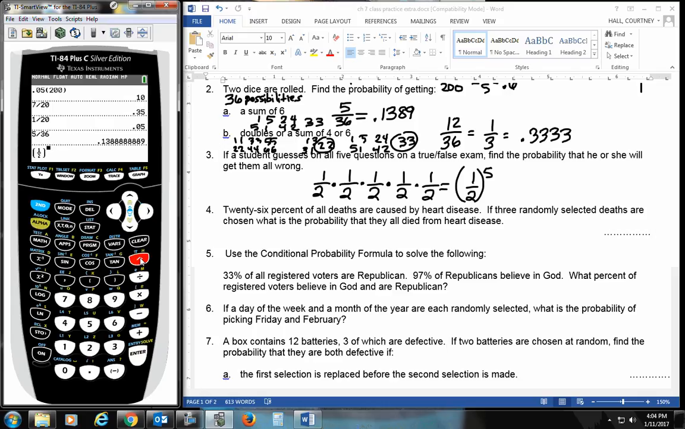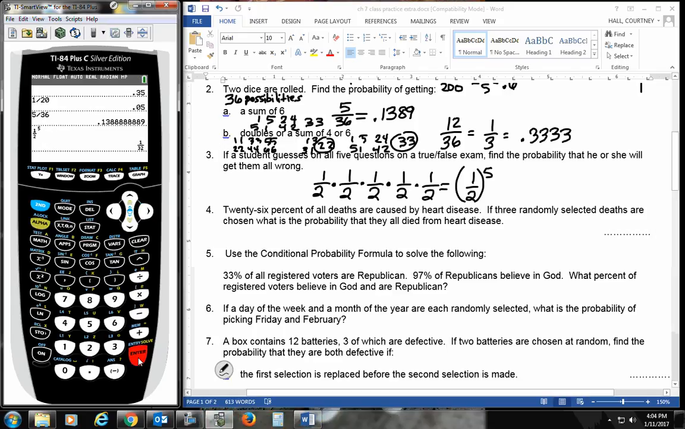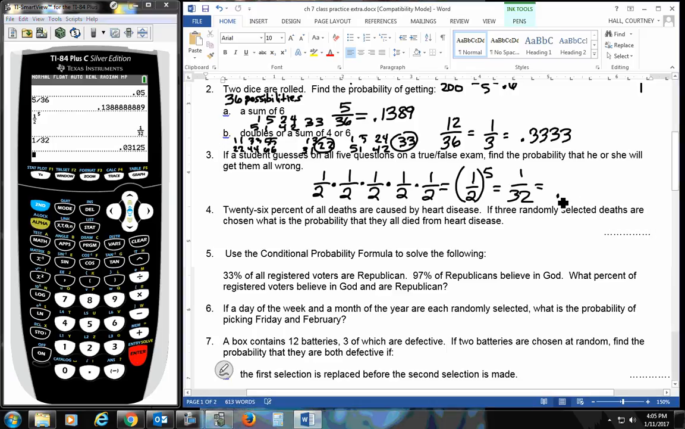Raise it to the 5th power, and as a fraction, that's 1/32, okay? But as a decimal, let's see what that would be. If we did 1 divided by 32, I also could represent it as 0.0313. So about 3% of the time that would happen.